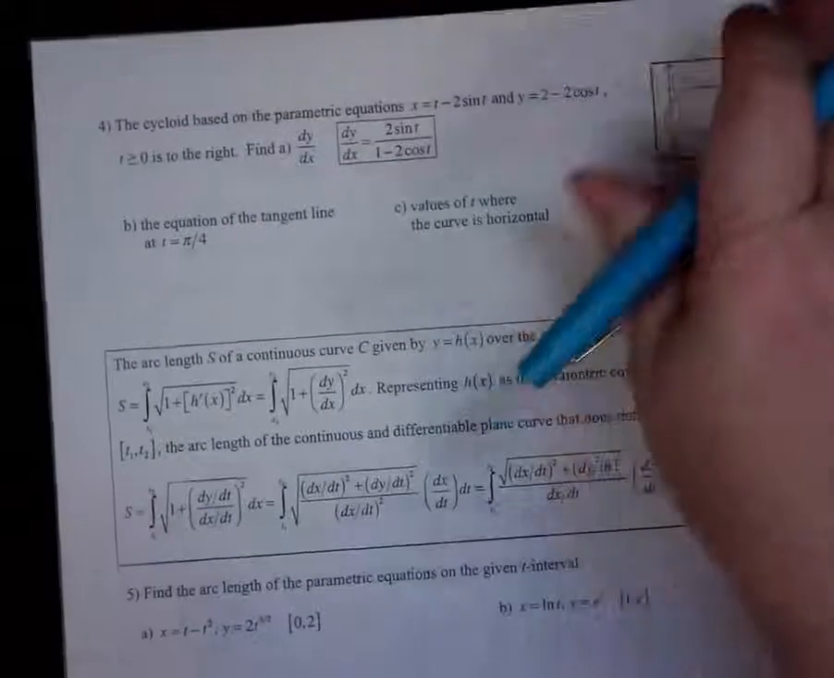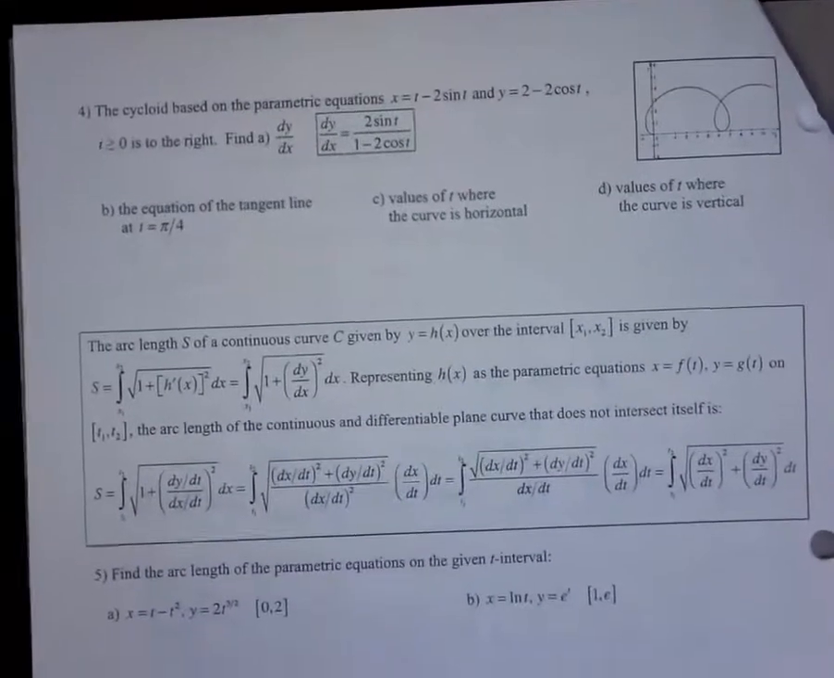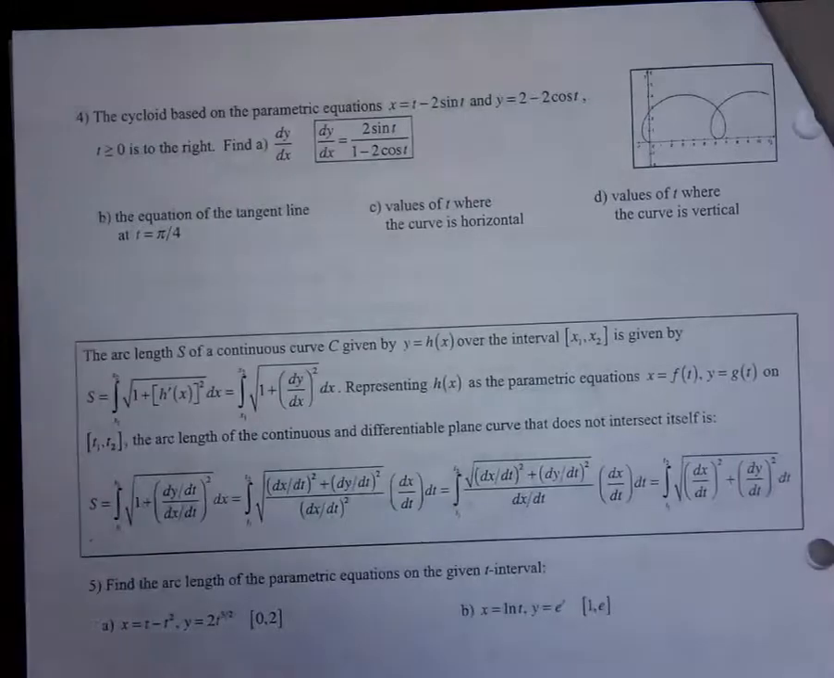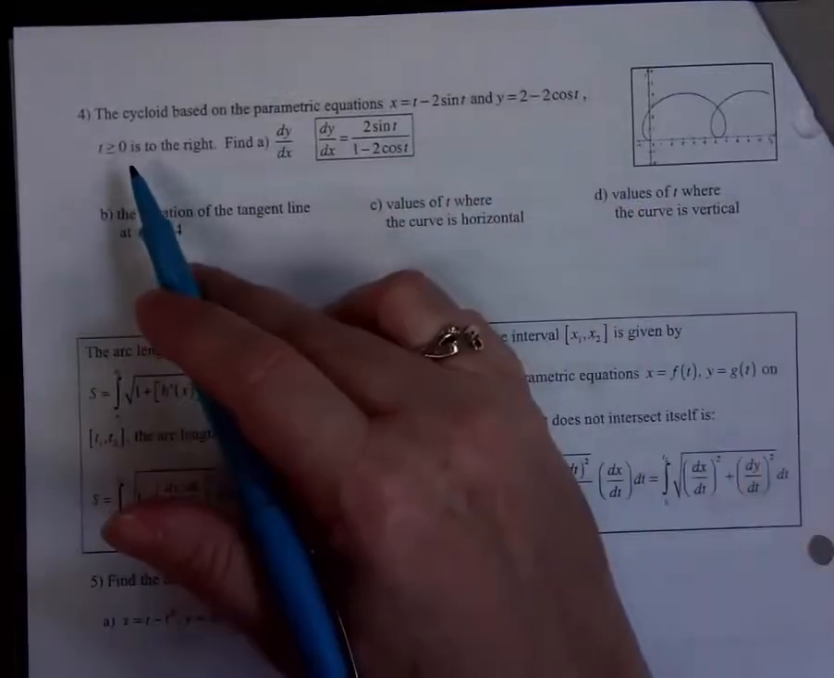Look at the top of the back of the first page, and there's our loop-de-loop question from the other day. Remember our loop-de-loop question that we graphed? We're going to find out some information about this loop-de-loop graph. I think this was actually an error on their part, but that's okay. We have the cycloid based on these two parametric equations. T is greater than or equal to 0, and it's over here to the right.